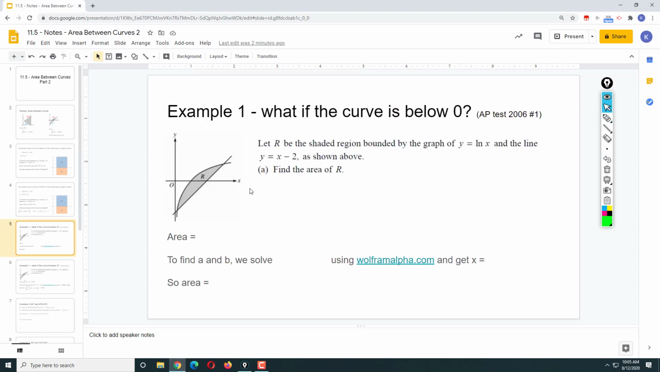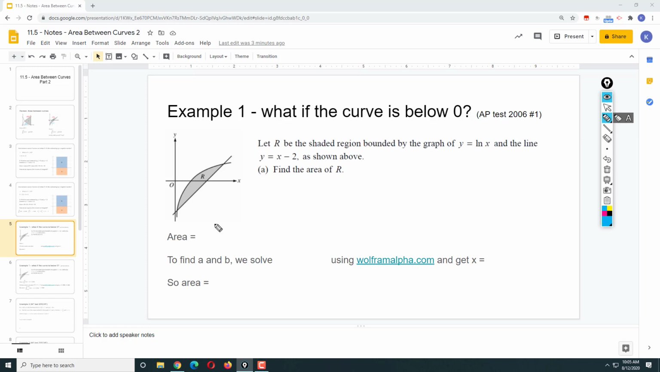So let's look at an example. This is from AP Test 2006, number 1. Let R be the shaded region bounded by the graph of y equals ln x and the line y equals x minus 2 as shown above. So we see that ln x is always above x minus 2.